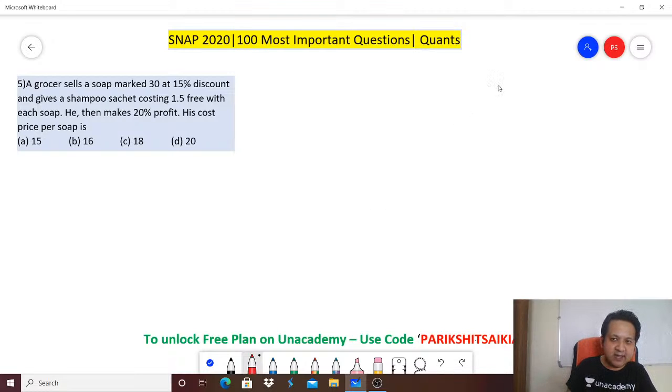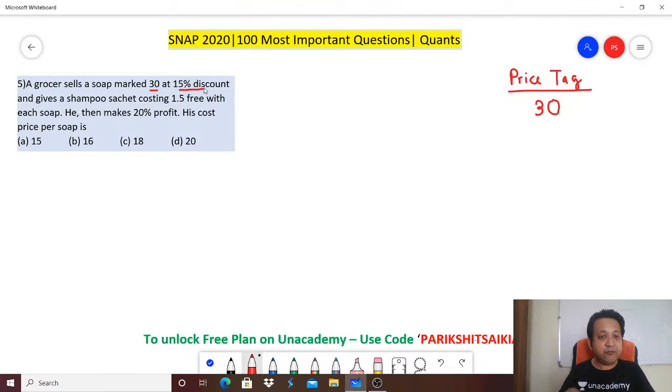So basically there is a price tag, right? And what does the price tag say? The price tag says the price is rupees 30. That's the price. And he is giving you a 15% discount. If he is giving you a 15% discount, it means the selling price is less than 30. Will you agree? The selling price is less than 30.